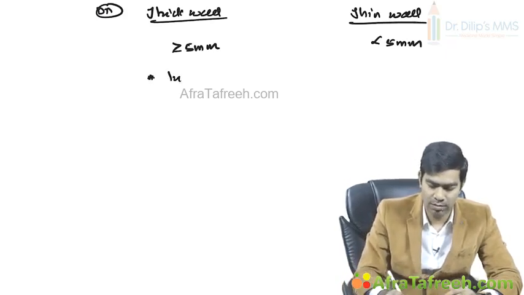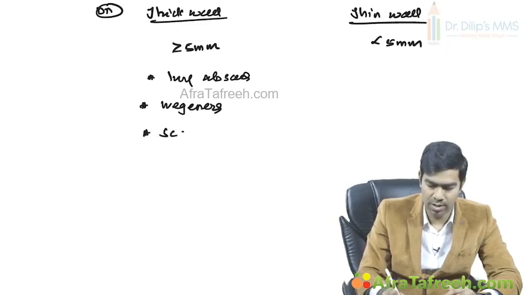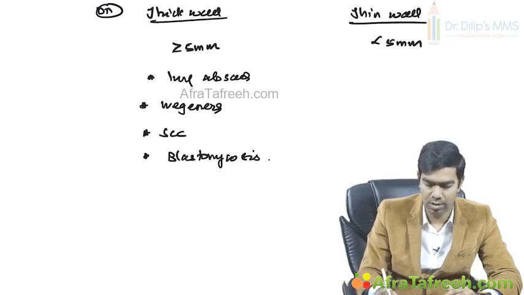So the first DD for thick-walled cavity is going to be lung abscess. The second DD is going to be Wegener's (vasculitis). Third DD, squamous cell cancer. And fourth DD, probably one fungal infection called blastomycosis.